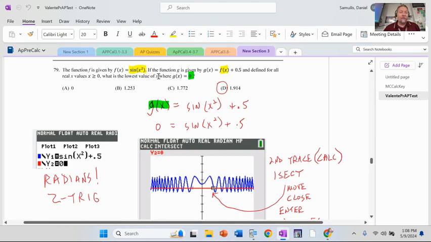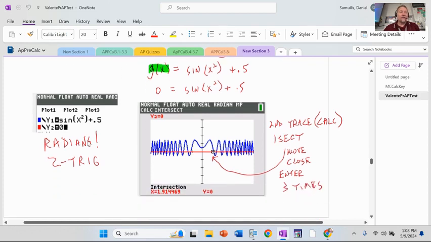What is the lowest value for x where g of x equals 0? Okay, so that's what you do. New equation, and then y2, make that equal to 0. We're going to do an intersection then of these two. Make sure your calculator's in radians, and then I hit zoom trig, and this worked out real nice.